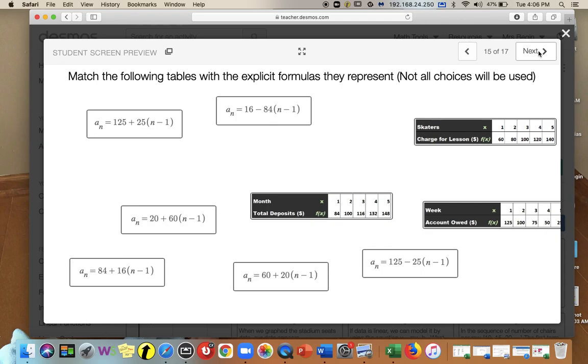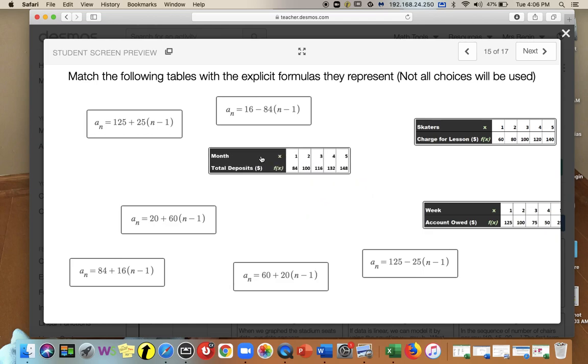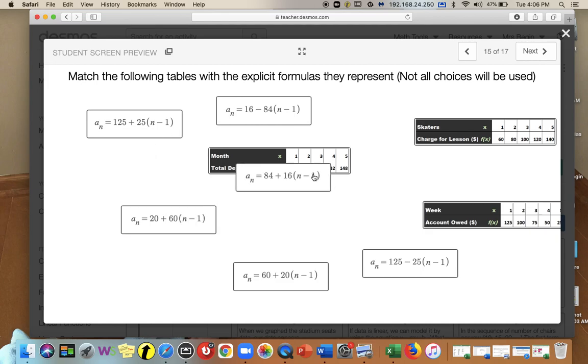Match the following tables with the explicit formulas that they represent. Not all choices would be used. All right, so I'm just going to pick one of these tables here. This starts at $84, and it's increasing every time. Looks like it's increasing $16 every time. How do I know that? I'm just going to take one number and subtract the number before it. Every time I do that, I get 16. So I'm looking for, is there one that starts at 84, and we're adding 16 every time? And these would match.